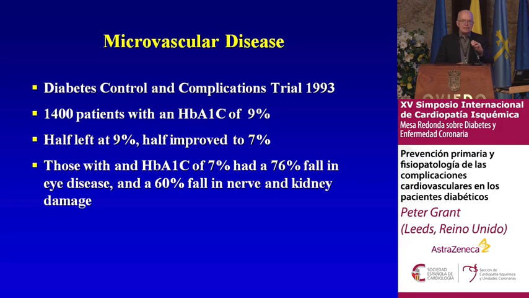Following weight loss is glycemic control, and the basis of glycemic control being important is really its effects on microvascular disease. The Diabetes Control and Complications Trial in 1993 showed that if you improved HbA1c, which is the measure of long-term glycemic control, you caused a massive reduction in eye disease. So a 2% fall in HbA1c, which is an achievable amount, was associated with a 76% fall in eye disease and a similar sort of improvement in nerve and kidney damage.